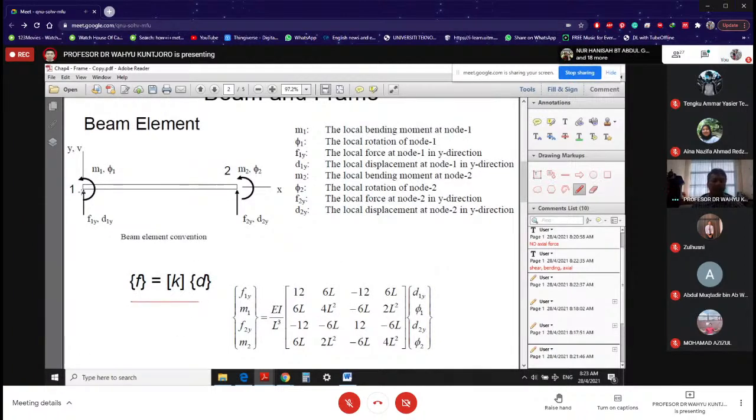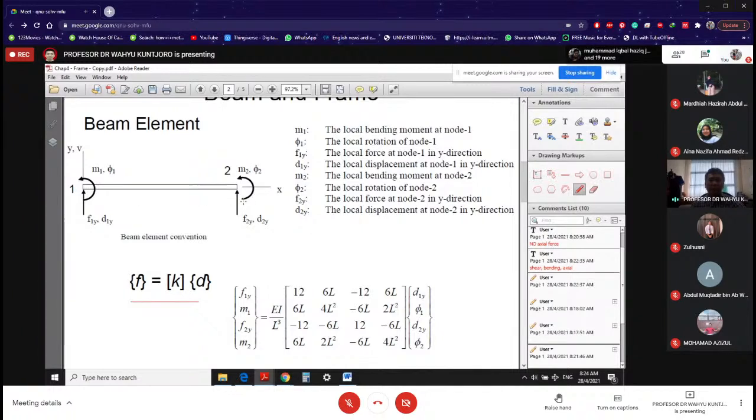So again, that is our element equation. You have two nodes, node number 1 and node number 2, and you see that we have shear force and bending moment in our beam equations. The shear force, I call it Fy, so you have Fy at node 1 and at node 2. That is the x-axis, that is the y-axis. And of course, you have bending moment at node 1 and at node 2.